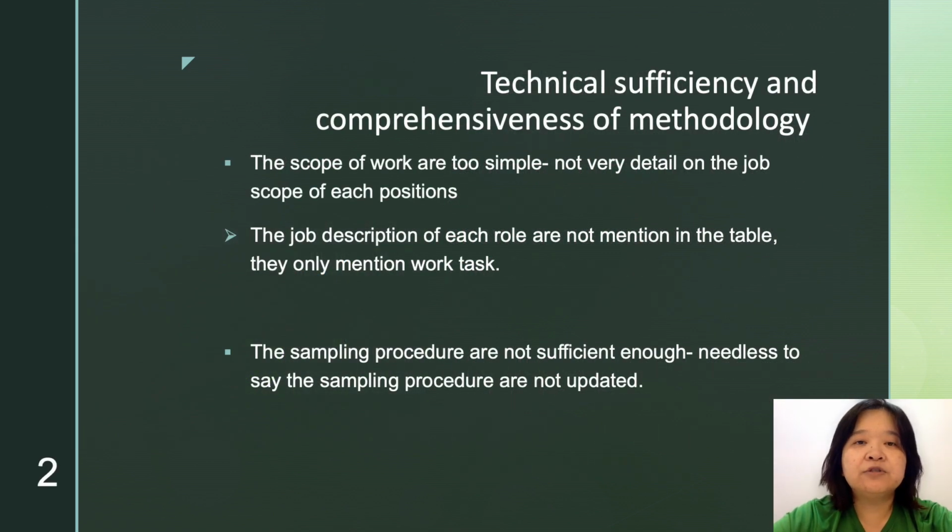As for the technical sufficiency and comprehensive methodology, the scope of work is too simple. They do not specify details on the job scope of each position. They only mention their work tasks, but not their roles. The sampling procedures are not sufficient enough. Needless to say, the sampling procedures are not up to date. And if you read the report, it is very simple, not detailed when they talk about the sampling procedure.